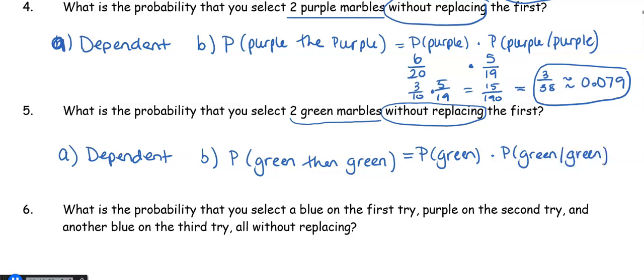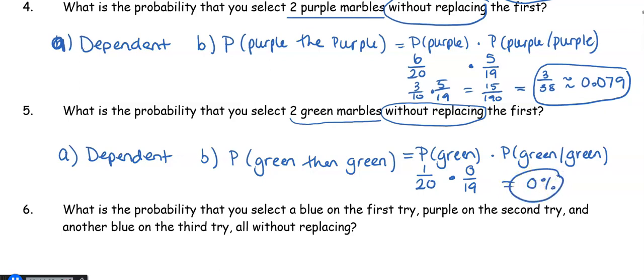All right, so we look up above at all of our information, and there's only 1 green in that bag, so the probability of the first one is 1 out of 20. So the probability that I pick out 1 green marble is 1 out of 20, but I'm not putting that marble back in the bag. So there's 2 things going on. I don't have any green marbles left in the bag, and there's only 19 marbles left in there. So this actually has a probability of 0%.